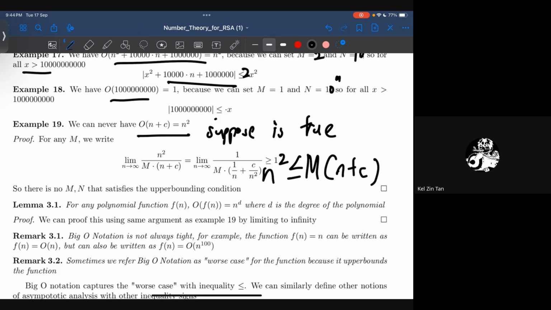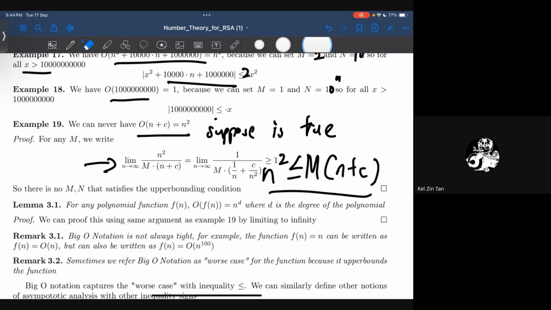So if this is true, then we have this condition. But what I am claiming now is that this will never be true. The reason is we can use limit to explain this. I will not go into the details, but if you're interested, if you know how limit works, then you know why this is true.